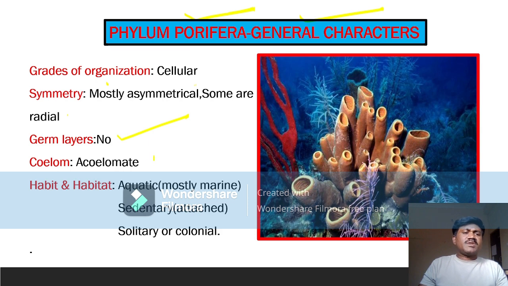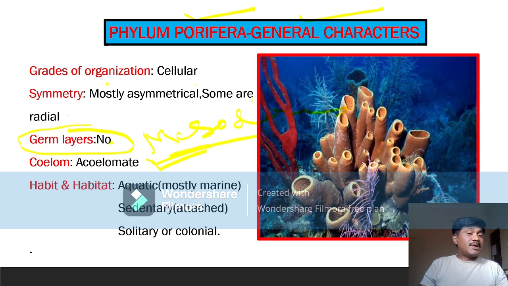Now come to the next characteristic feature, that is the coelom. Acoelomates means there is no body cavity. What is body cavity? What is coelom? Already we have discussed in the previous class. If the cavity is lined by mesoderm layer, then it is called true body cavity. But there are no germ layers here. Germ layers are absent, then how can the cavity be present? So cavity is absent, right?